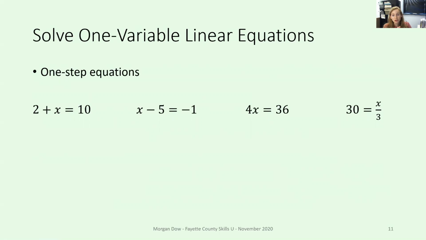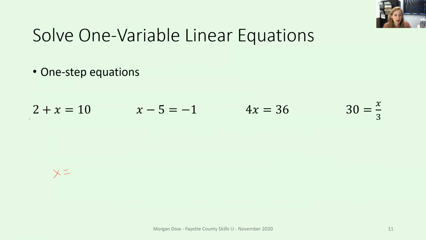You can use your intuition or common sense to help you double check your answers, but I don't want you to just look at this and go, oh, the answer's 8. That's not the point. The point here is to start practicing the steps of solving an equation. So 2 plus x equals 10. Let's say we're not sure what x is. How could we get x by itself so that we have a statement that looks like x equals a number?